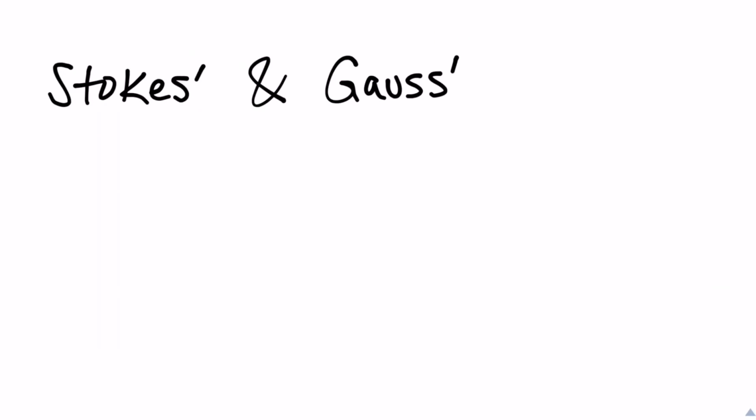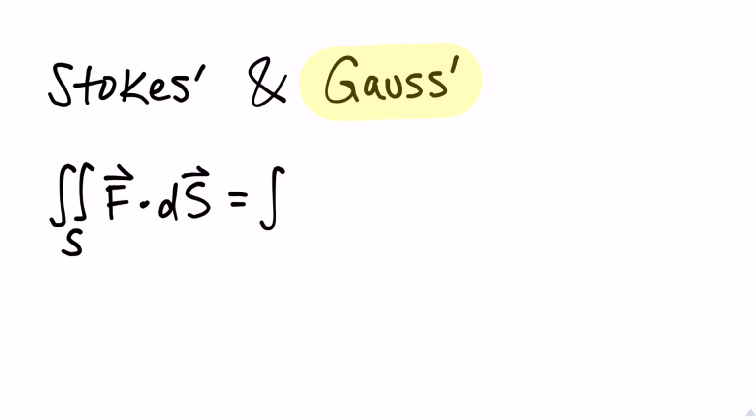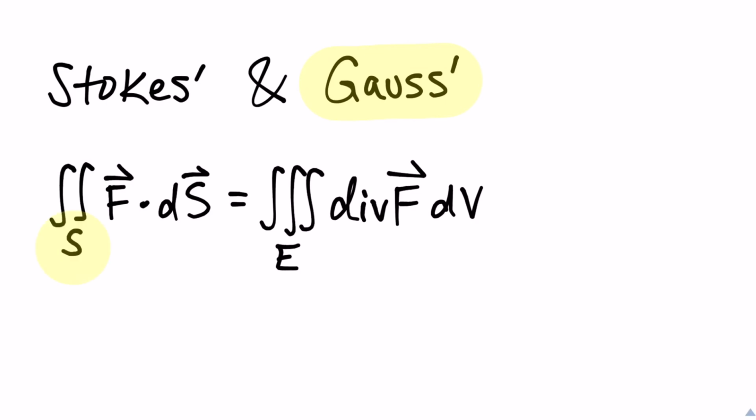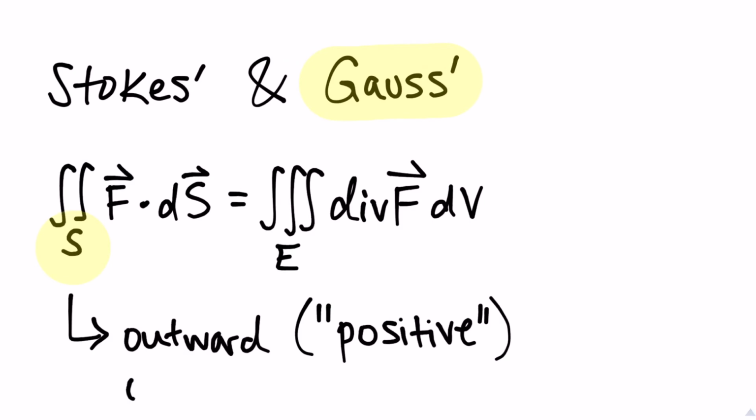Okay, so moving on, the second theorem we're exploring today is Gauss's theorem, which is also known as the divergence theorem. Gauss's theorem relates a double integral of vector F over a space curve S to a triple integral of the divergence of vector F over a simple solid region E. In this case, S is the boundary surface of E with outward orientation, and E has to be a simple solid region.